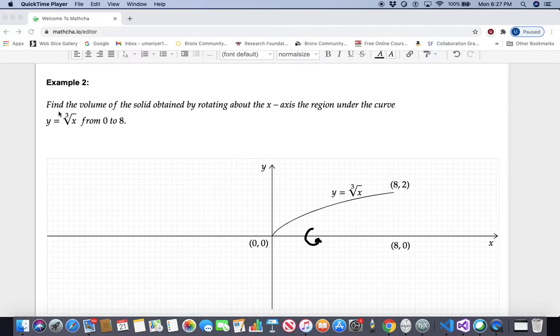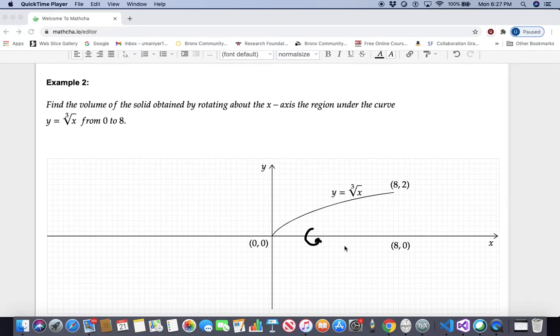Come back. Here is example 2. Find the volume of the solid obtained by rotating about the x-axis the region under the curve y equals cube root of x from 0 to 8. What does that mean? The curve y equals cube root of x looks like something like this.